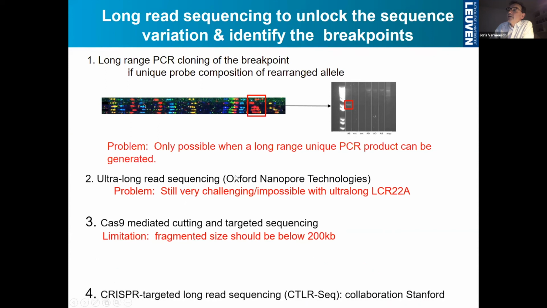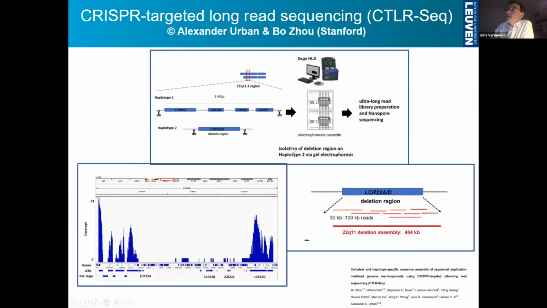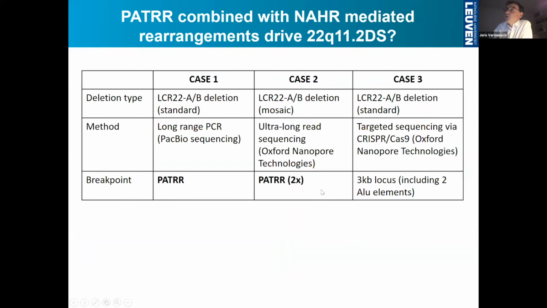And then finally, we collaborate with a group at Stanford, actually this is a technology developed by Alex and his team, a CRISPR-targeted long-read sequencing, which is similar to what I described, except that the longer fragments are first separated on pulse gel electrophoresis, cut out and then resequenced, which allows us to really capture all possible regions. And I hope Leuven is going to join the team there to finish that. And so that's where we are at the moment.